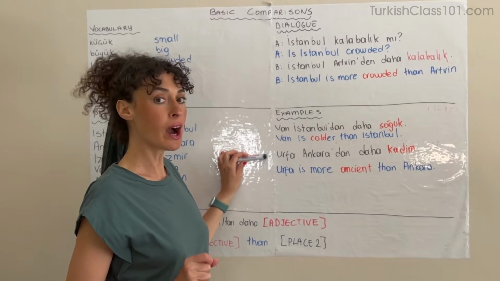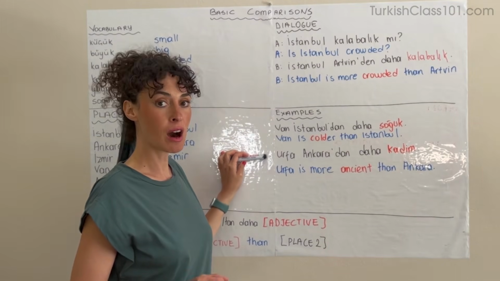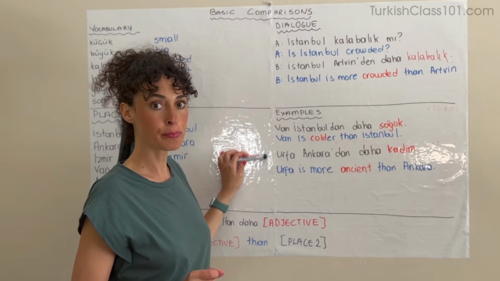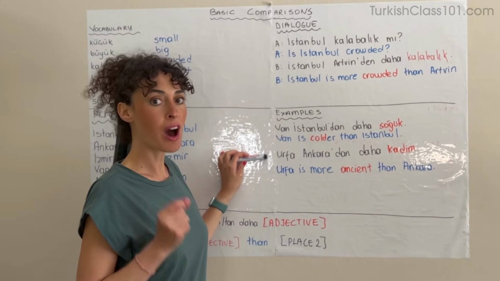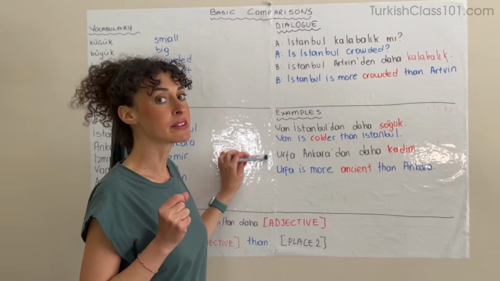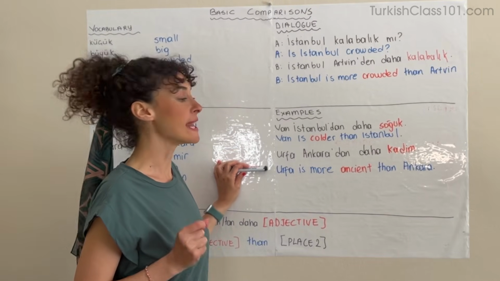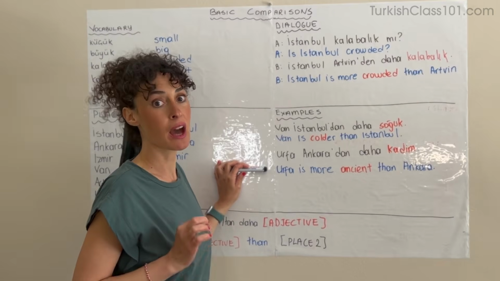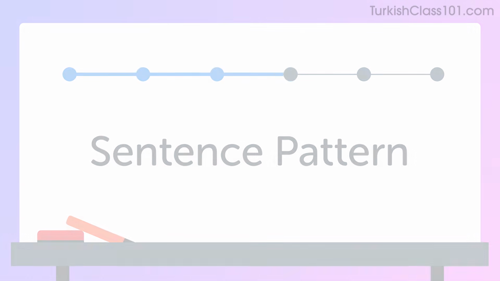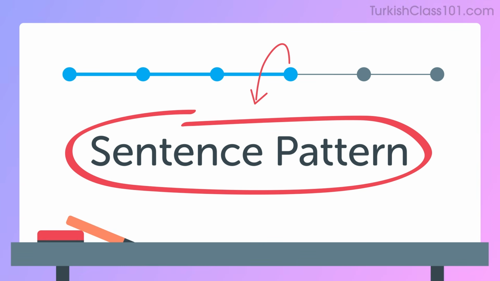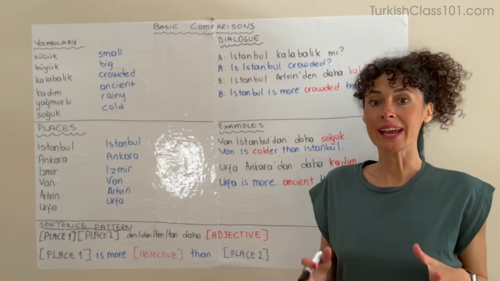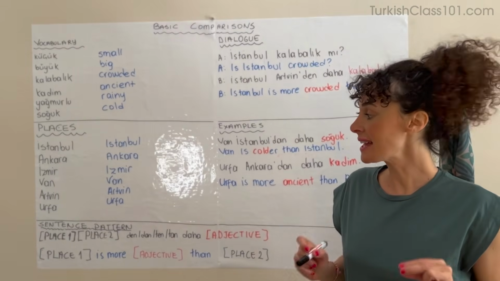Urfa, Ankara'dan daha kadim. Urfa is more ancient than Ankara. Okay, now let's check our sentence pattern.